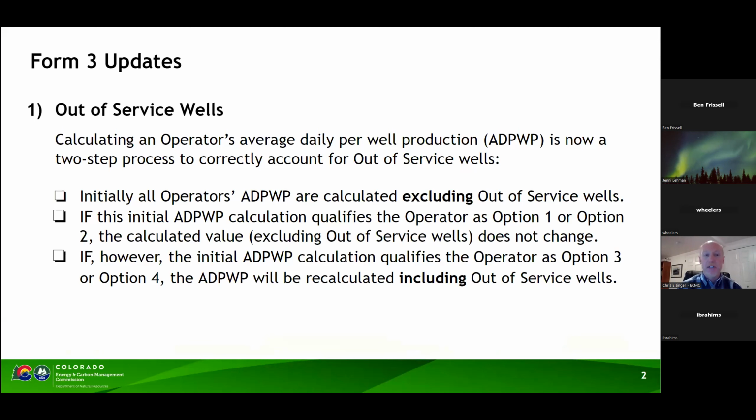incorporate the better accounting. And so what the process is now is that we run a calculation for all operators and we exclude their out-of-service wells. If that initial calculation qualifies the operator as an option 1 or option 2, that calculated average daily per well production value will not change, and that is in fact the calculation. But if the operator designation is an option 3 or option 4, we run that same calculation. However, we do include the out-of-service wells. And there were a number of reasons that we needed to do this. It should not, for most people, have an impact on their calculated values, or it'll be somewhat subtle. But if you have questions about it, you can reach out to myself or other financial assurance staff.